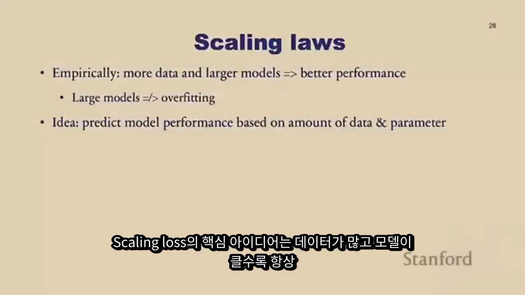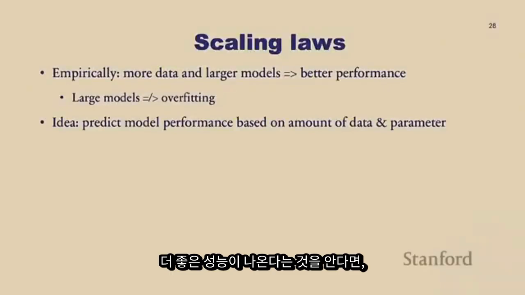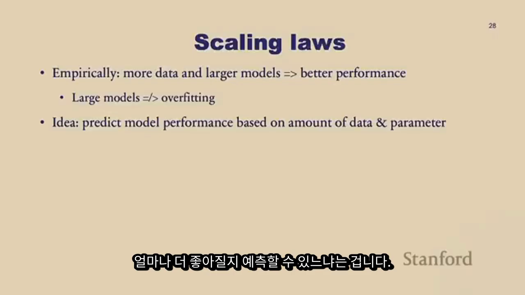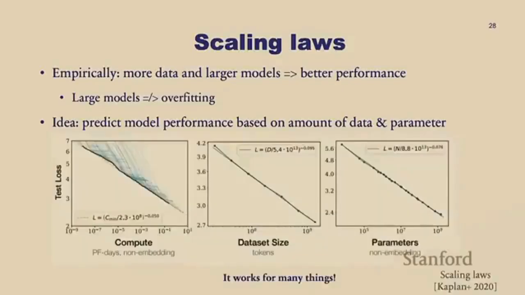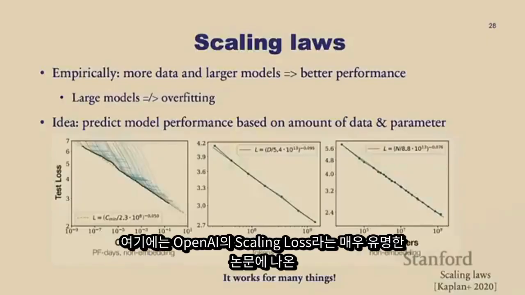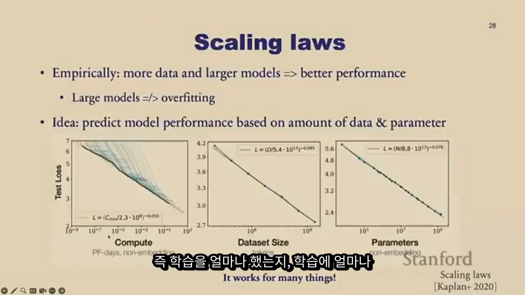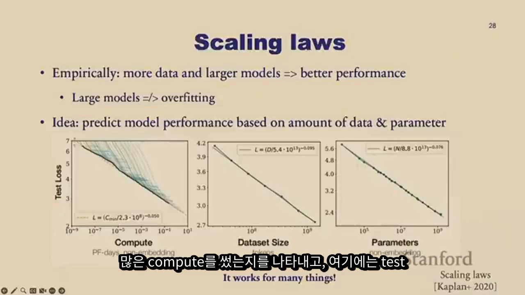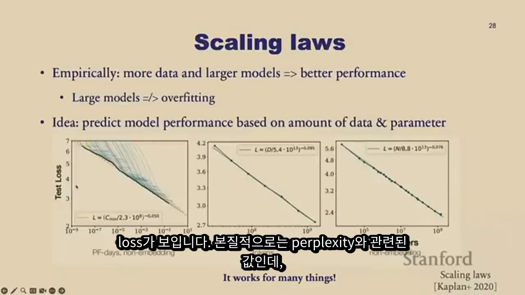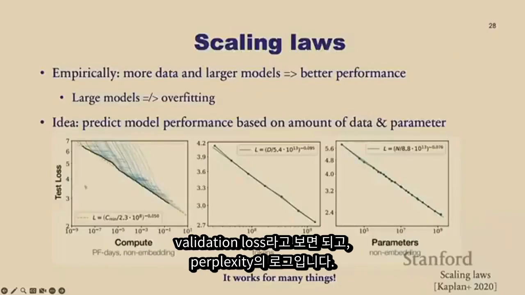So, the idea of scaling laws is that, given that you know that more data and larger models will always give you better performance, can we predict how much better your performance will be if you increase the amount of data and the size of your model? And surprisingly, it works. Here you see 3 plots from a very famous paper from OpenAI called Scaling Laws. On the x-axis you see compute, so how much compute you spent on training. And here you see test loss. This is essentially, I mean, it's not perplexity, but it's your validation loss.